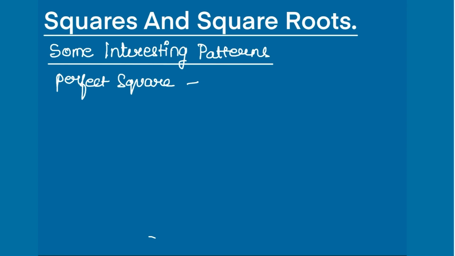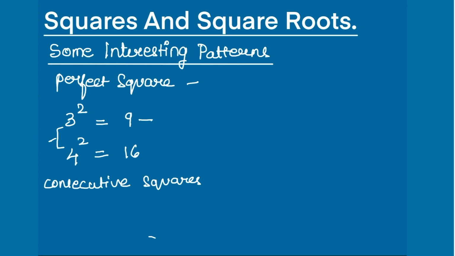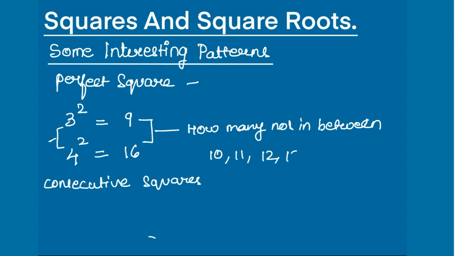Now we are going to see numbers in between two consecutive perfect square numbers. Let's say 3 square equal to 9 and 4 square equal to 16. Now these are consecutive squares, 3 and 4. Now how many numbers are there in between these two perfect square numbers, how can we find out this? Let's count. 10, 11, 12, 13, 14, 15. Okay. So there are 6 numbers in between these two perfect squares.